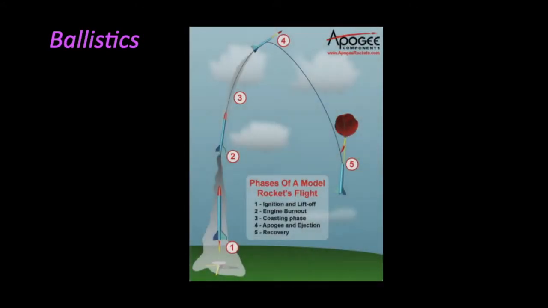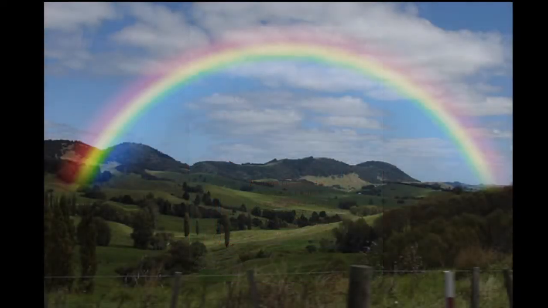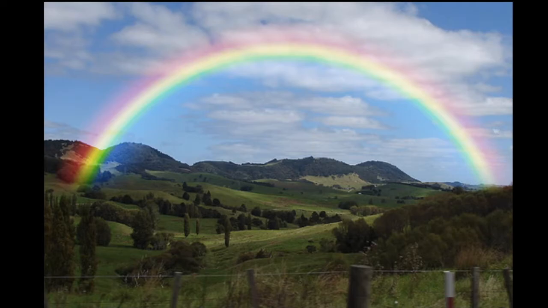Parabolas are also important in ballistics. So for example, if you shoot a rocket vertically straight up in the air, eventually gravity is going to take it over and the path of the rocket will assume that of an upside-down parabola. And perhaps the most stunning example of a naturally occurring parabola is the rainbow.